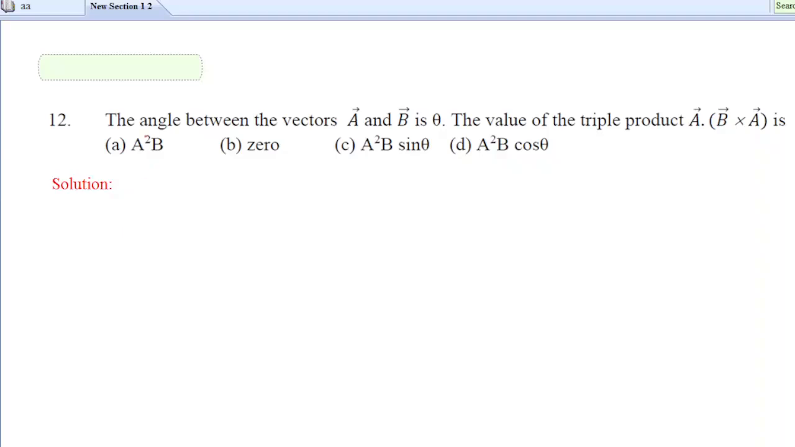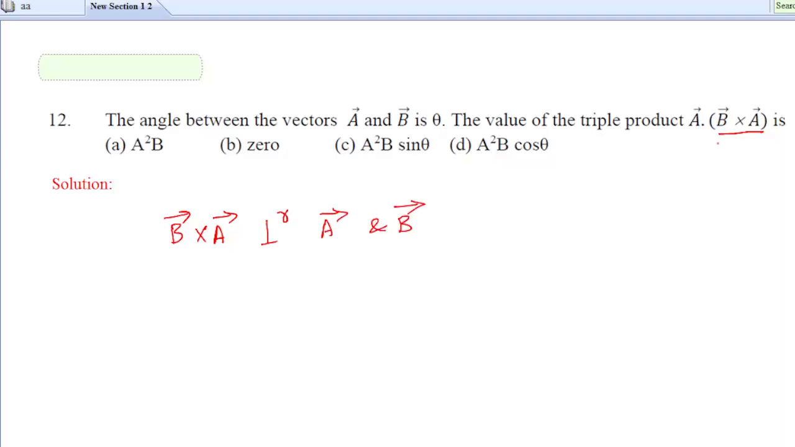12th question: the angle between the vectors vector A and vector B is theta. The value of the triple product A dot B cross A is. Now this is a simple question. You know that the cross product of two vectors is perpendicular to both the vectors, right? So B cross A is perpendicular to both vector A and vector B.